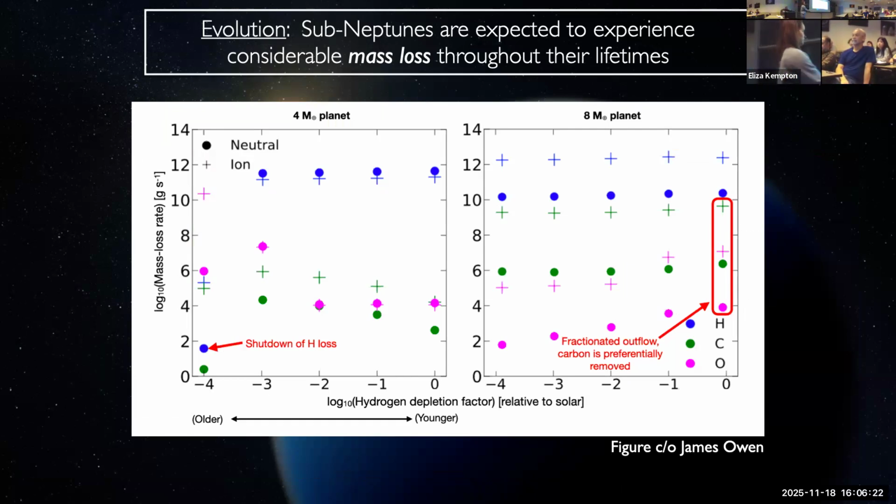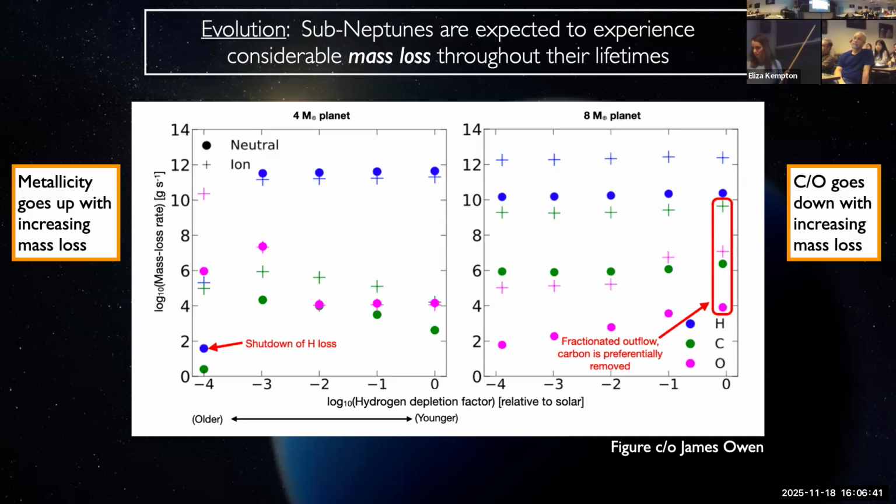basically what we're seeing here is this hydrogen depletion factor. So think about the planets to the right as being younger, and the ones to the left being older, so they've lost more of their primordial envelope. And then we have mass loss rates for different neutral and ion versions of hydrogen, carbon, oxygen. So the key takeaways here, there's two.